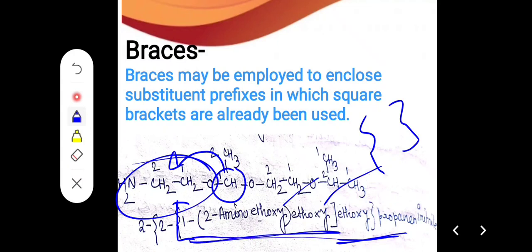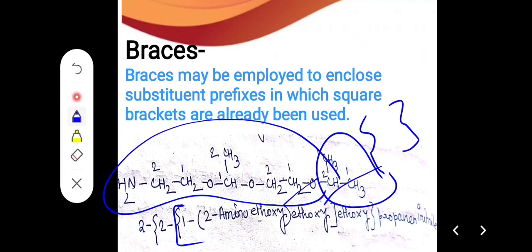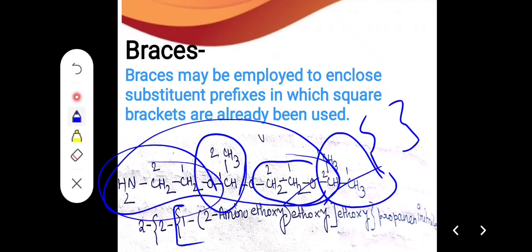Okay, next one, aminoethoxy and ethoxy group, this is the third bracket. And if we consider propane, that is almost the one compound, this is the propane, which has the whole unit, and that should be subdivided. That also is subdivided, that also is subdivided. And for this indication we have to use small brackets, square brackets and braces. Okay.